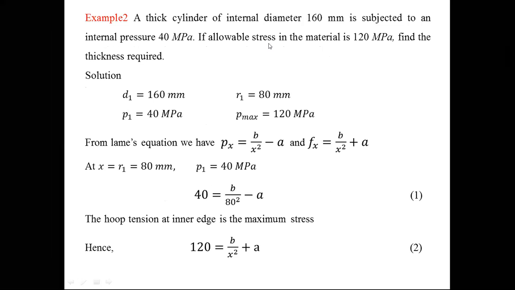Right. So a thick cylinder of internal radius 160 mm is subjected to an internal fluid pressure of 40 MPa, that is Newton per mm square, and the allowable stress in the material is 120 MPa. The safe stress in the material is given as 120 MPa. Find the thickness of the cylinder. This is the design problem. So how is it?